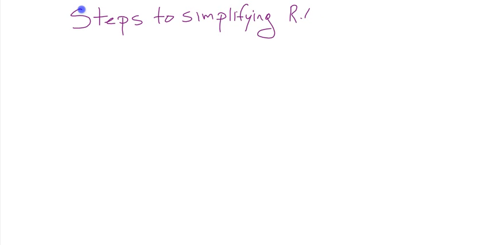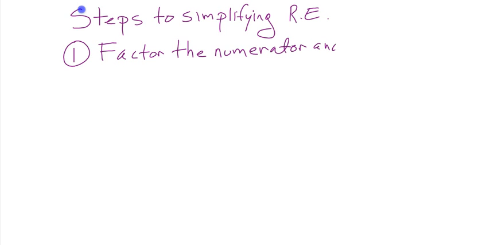So steps to simplifying a rational expression, right? Every time we do this, here's what we're going to do. Steps to simplifying rational expressions. Okay, so first thing, number one: factor the numerator and denominator completely.